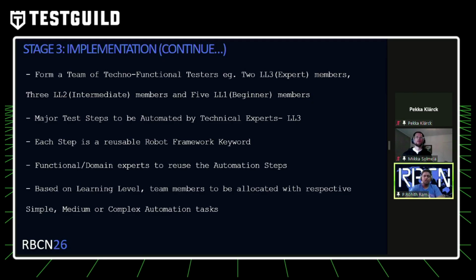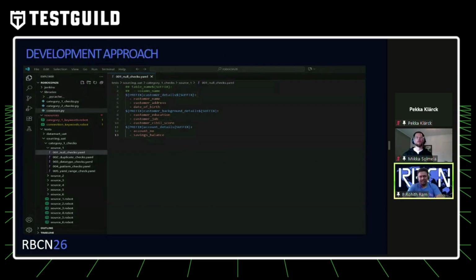And each step, we wanted to use it as a Robot Framework keyword, so it can be easily reused by the functional or domain experts when they call the keywords and use them in their test cases. Based on how people learn and scale up, different kinds of automation tasks were assigned to them. I'll shortly jump into the development approach of how we kept the framework very scalable. As I told, the team is going to be a mixture of predominantly fewer automation folks and more business users.